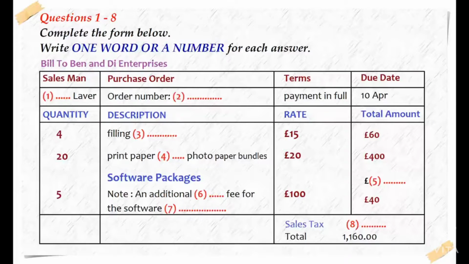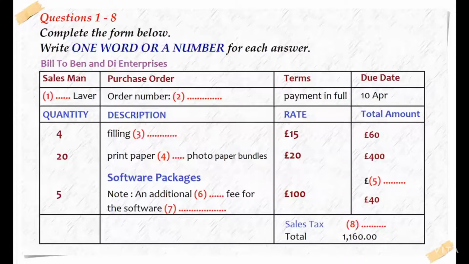Your order number is 6589B521. You're paying in full, is that right? Yes. Okay. Today's the 4th of April, so we'll put a due date of the 10th on there. Now, do you remember your order details? Yes, first there was the filing cabinets. Of course, for a rate of £15 each.